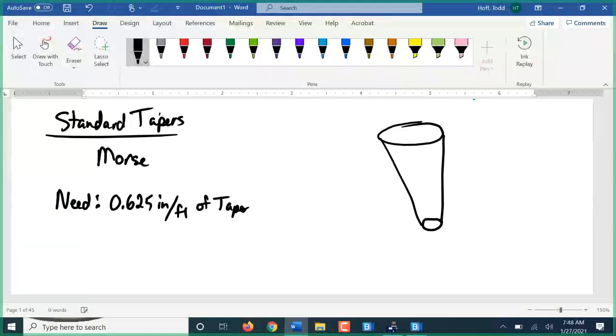I've exaggerated my drawing a little bit here. But we have a leg for a machine. We need to have a 1 inch diameter on the part that goes on the ground. We want the 0.625 inches per foot of taper, and this leg is going to be 8 inches long. We want to find the big diameter.